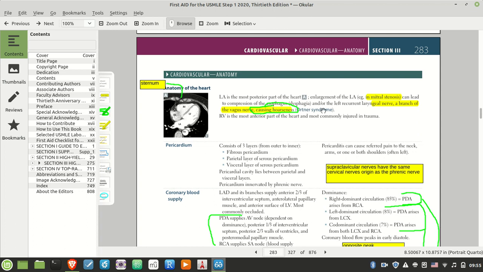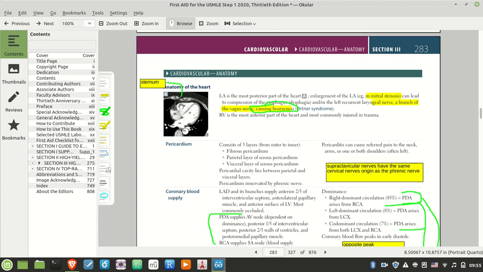Alright, so this is Ortner syndrome here. The name, I don't think it's as important as just understanding the mechanism, so we went through that, that was pretty cool. And of course the right ventricle. It's the most anterior part of the heart, most commonly injured in trauma. Why is that? Well, if you get a baseball bat hit against your sternum, this is going to be the part that receives the most direct impact.